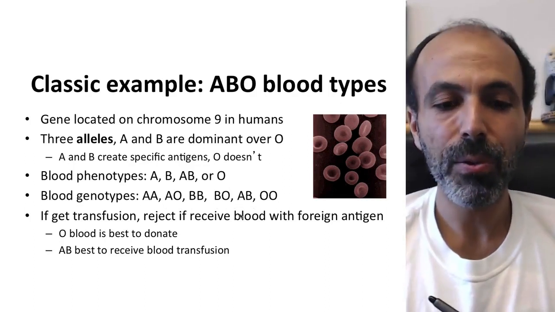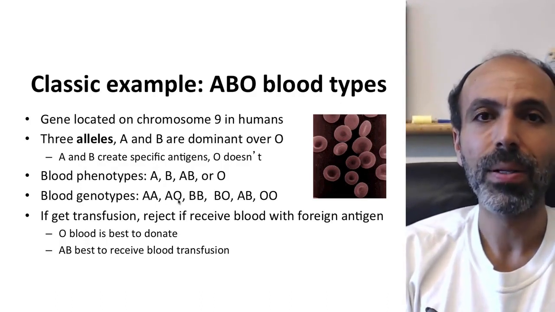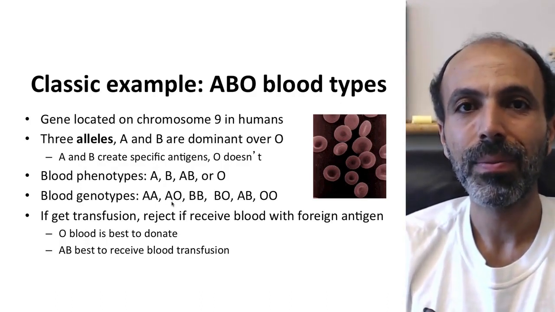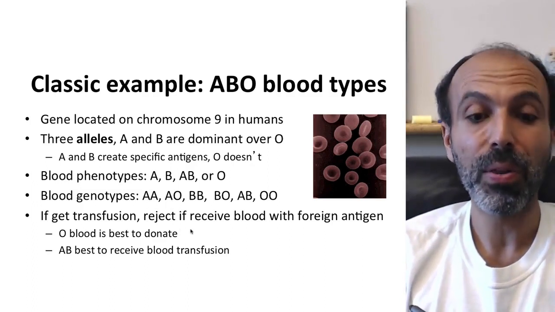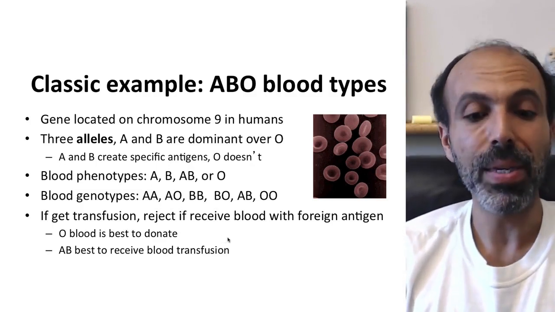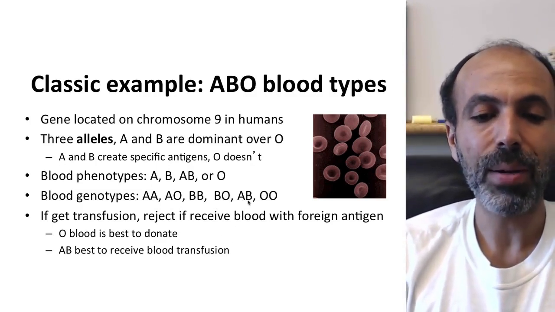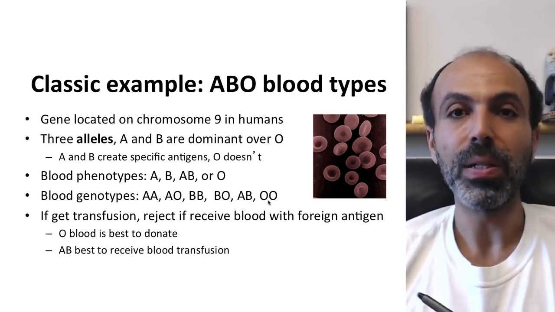Now I said A and B are dominant over O. So what if you are AO genotype? What blood type would you be? The answer then is you'd be A. So AA and AO both have blood type A. BB and BO both have blood type B. A and B are not dominant over each other, so you just be blood type AB. And OO would obviously just be O.